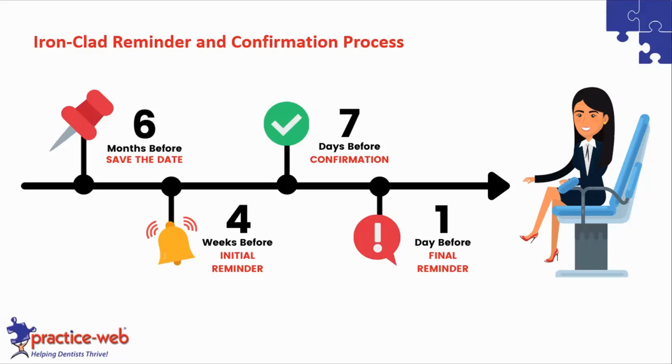Then 4 weeks before, you can give them some sort of initial reminder. And then 7 days before, do a confirmation. Make sure they confirm that, yes, I'm showing up. And then 1 day before, a final reminder, kind of a last-minute 24-hour type of thing. Red alert: if something popped up, then they can at least give you some notice that you can work with. So this is the timeline that we suggest.